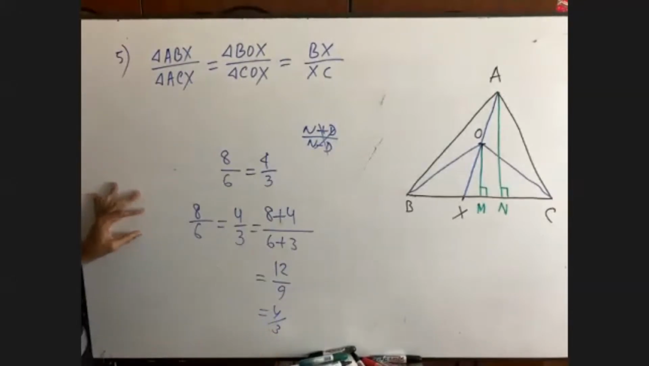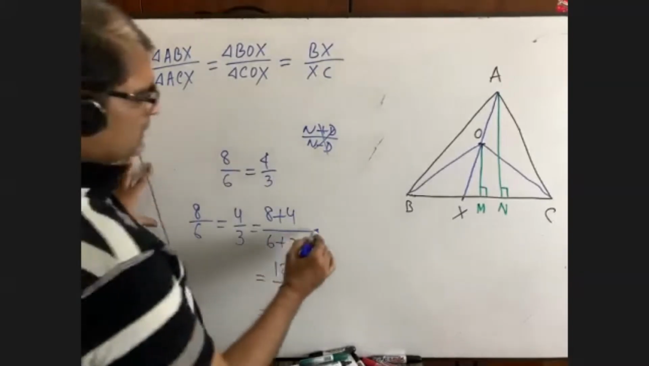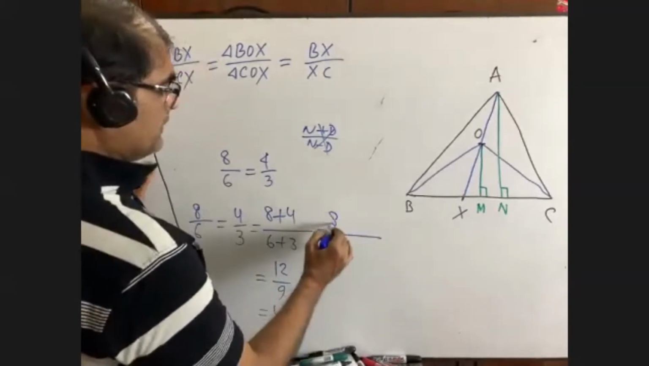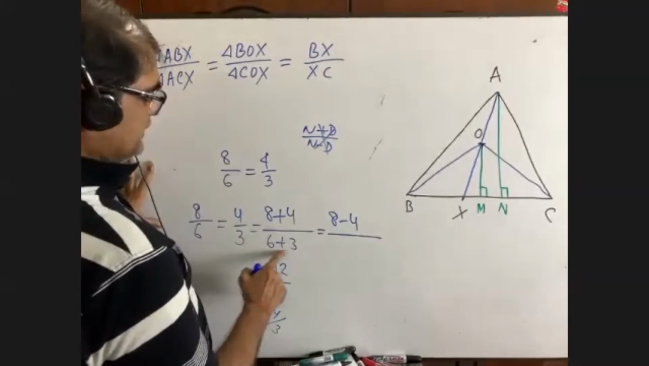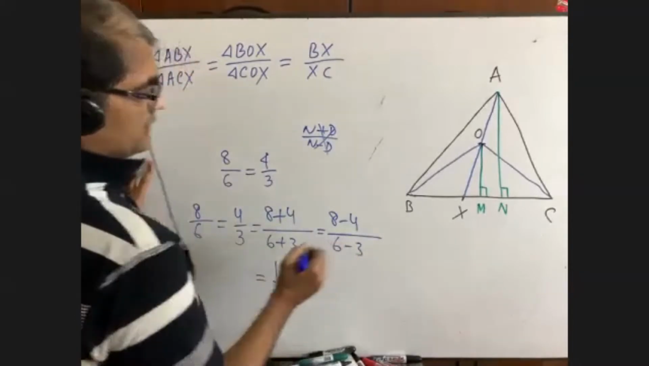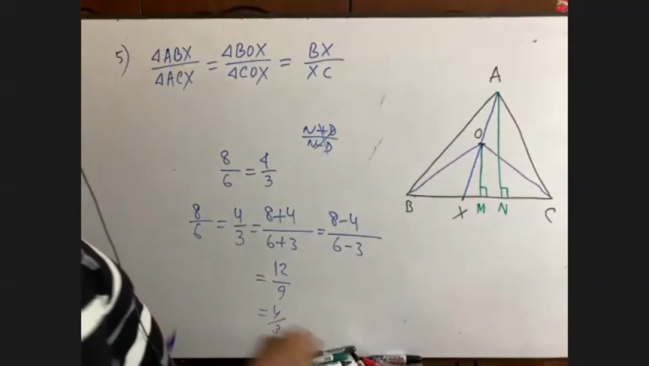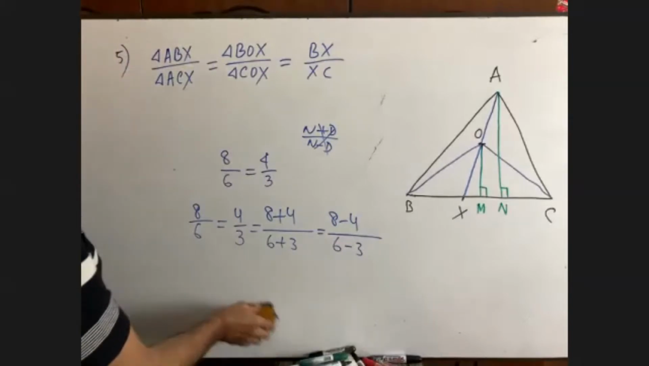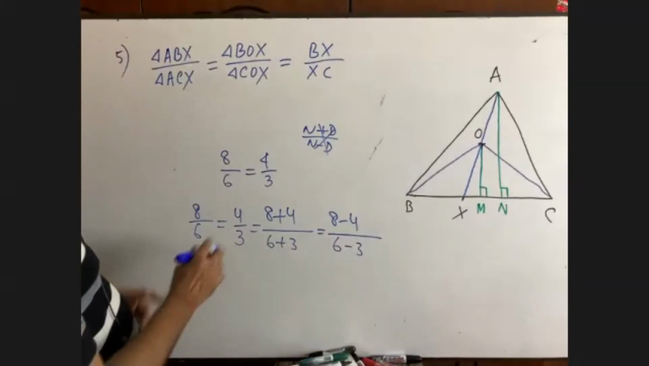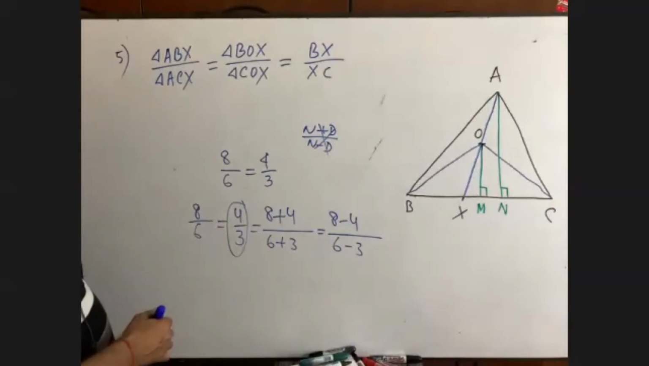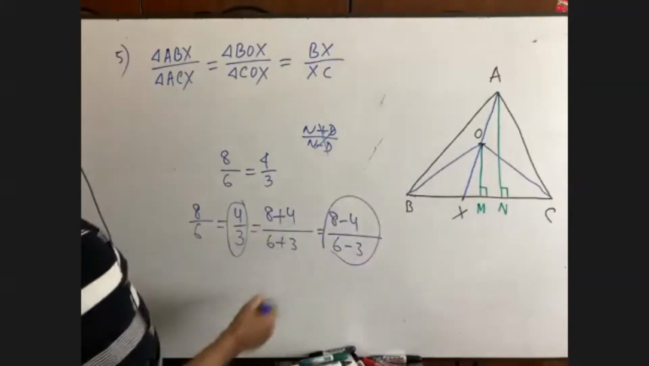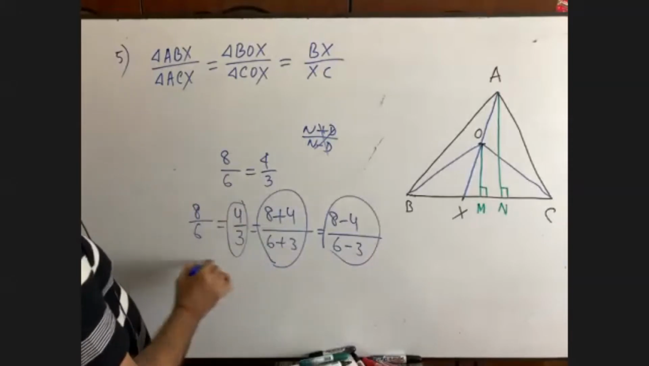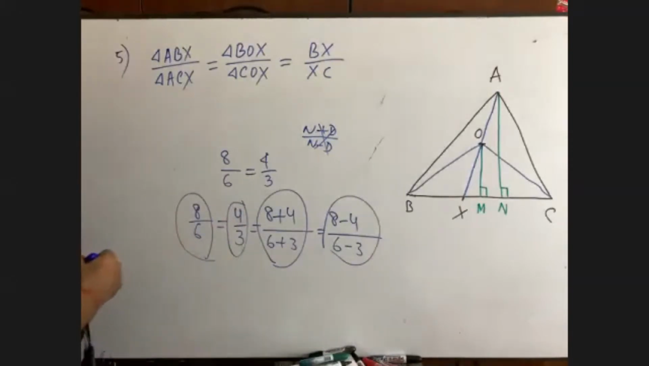Have you seen? 3 4s are 12, 3 3s are 9. Okay, very good. If I go for subtracting, 8 minus 4 by 6 minus 3, what is the result? Let me know. 4 by 3. So we are getting the same always. It is 4 by 3, right?